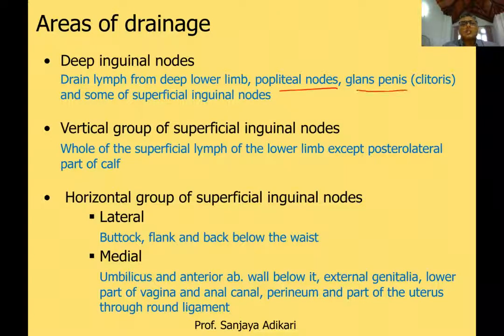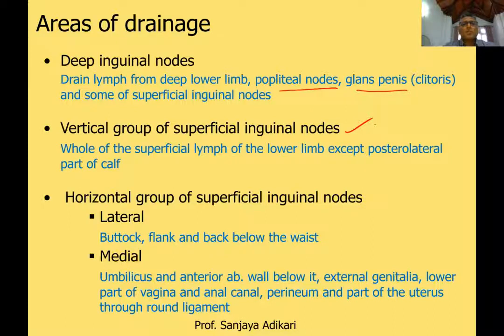And the glands penis and clitoris in females. When it comes to the vertical group of superficial inguinal nodes, the whole of the superficial lymph of the lower limb is drained by the vertical group, except for the lymph from the posterolateral aspect of the leg, drained by the lymphatics accompanying the small saphenous vein and drained into popliteal nodes. Other areas all are drained into the vertical group of superficial inguinal nodes.